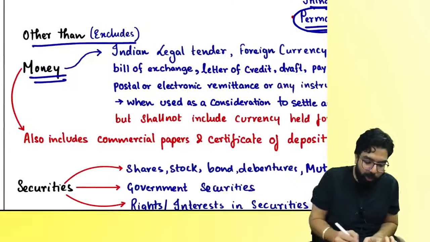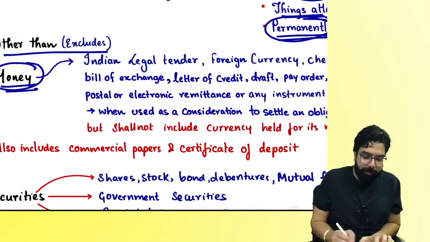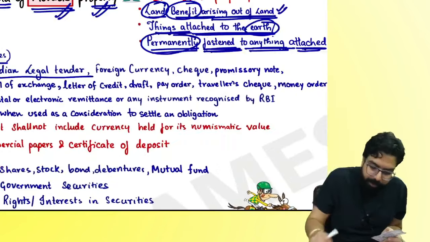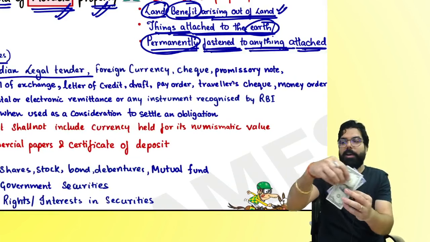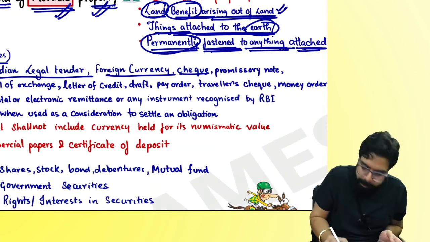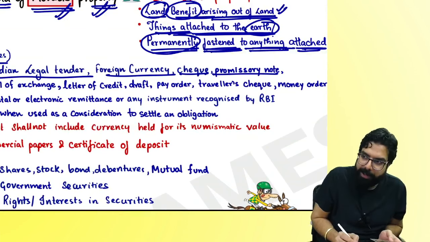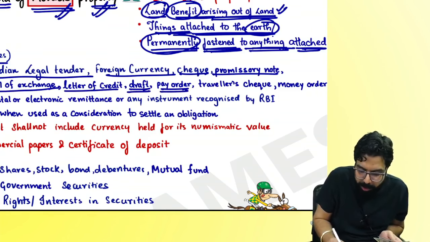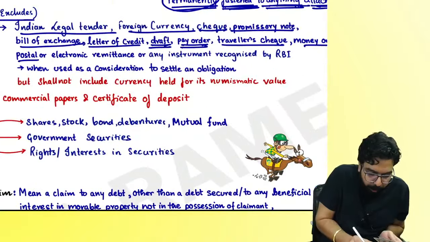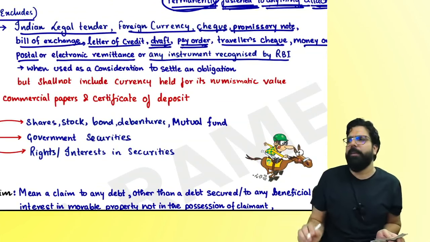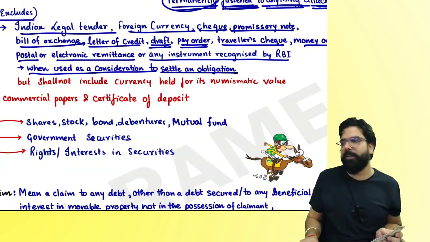Definition says, please exclude what, everyone? Money. Sir, money can be Indian legal tender. INR is what? Indian legal tender. Then foreign currency. If I tell you, dollar. Dollar is what? Foreign currency. Or it can be any check, promissory note. You remember, when you were kids, you learned promissory note. Correct, everyone? Bill of exchange, letter of credit, demand drafts, pay order, traveler check, money order, postal order, electronic remittance, or any instrument which is recognized by RBI, which you can use to settle an obligation.